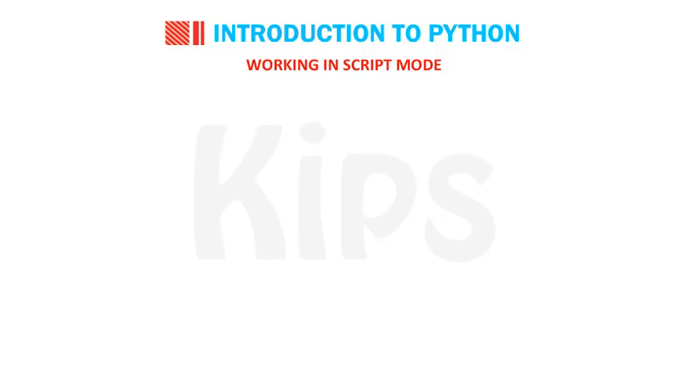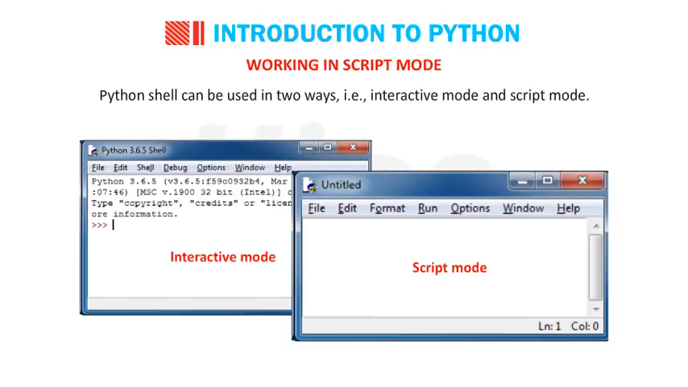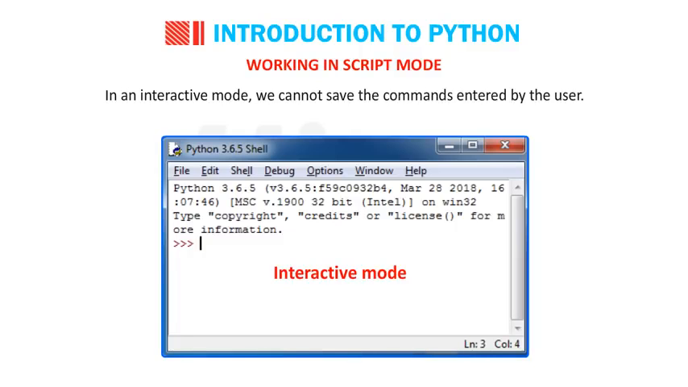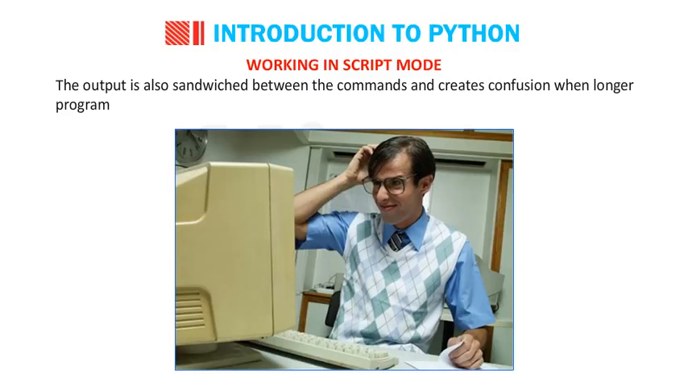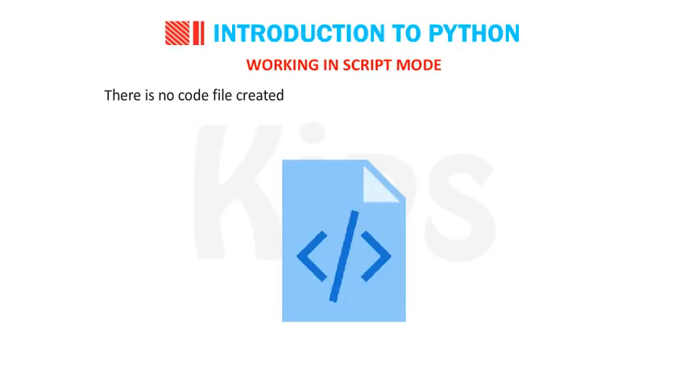Working in script mode. The Python shell can be used in two ways, that is interactive mode and script mode. Interactive mode, as the name suggests, allows us to interact with the OS. In interactive mode, we cannot save the commands entered by the user. The output is also sandwiched between the commands and creates confusion when longer programs are designed. There is no code file created or saved that can be used for future reference.